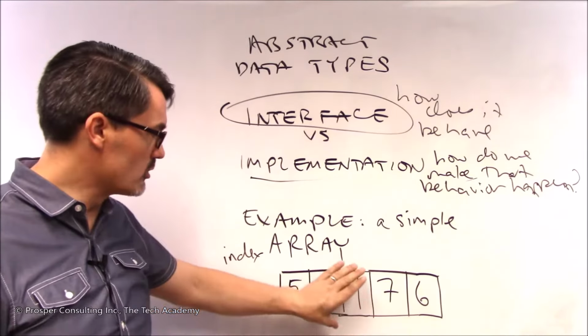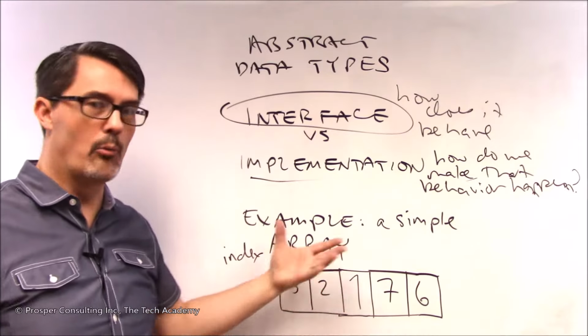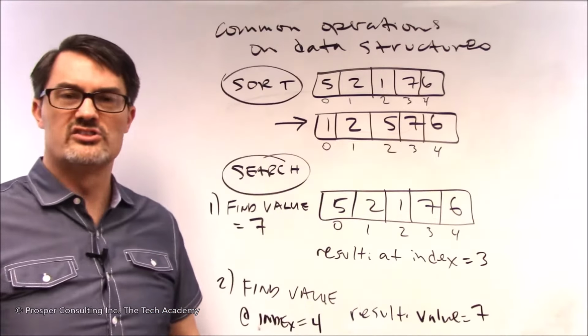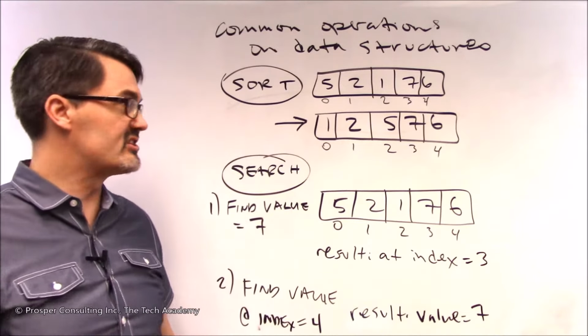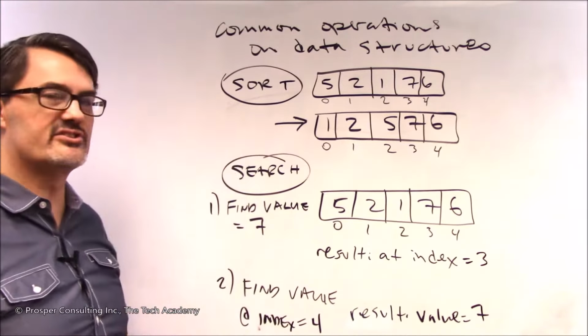But for now, we're going to look at this specific array, this simple example, and what are the things you might want to do with that data. So we're going to cover common operations you might do on collections of data. The first two are shown right here. There's a sort and a search.